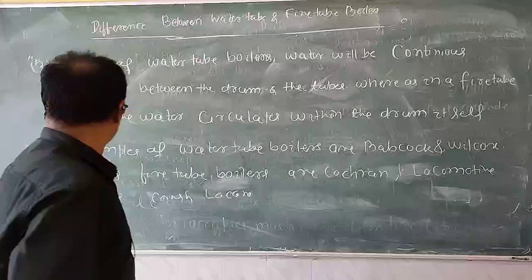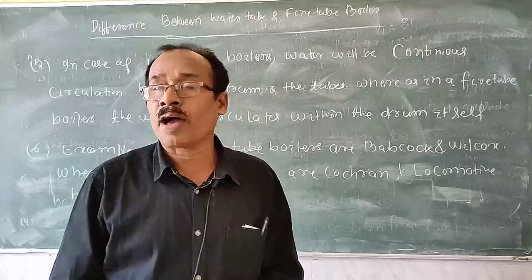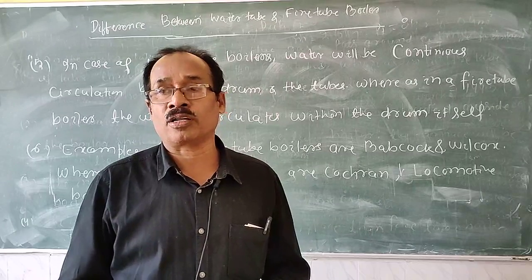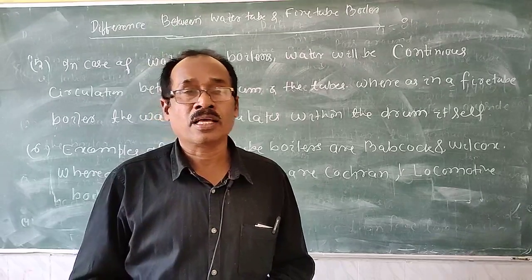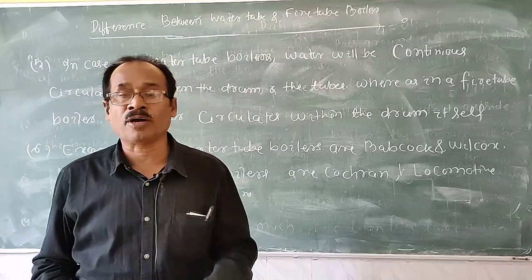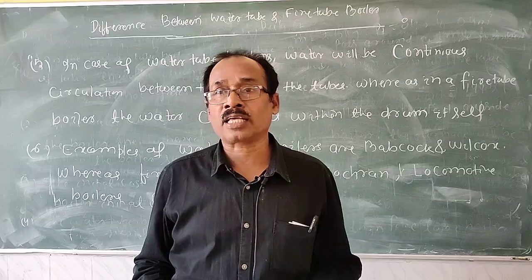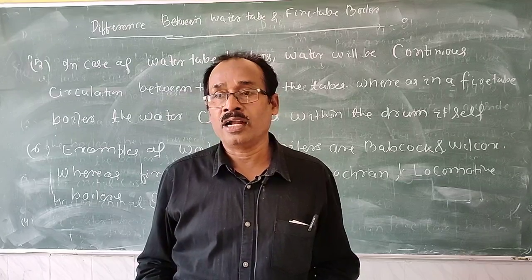Number 6, examples of water tube boilers are the Babcock and Wilcox boiler. Whereas examples of fire tube boilers are the Cochran boiler, Cornish boiler, locomotive boiler, Lancashire boiler, etc.